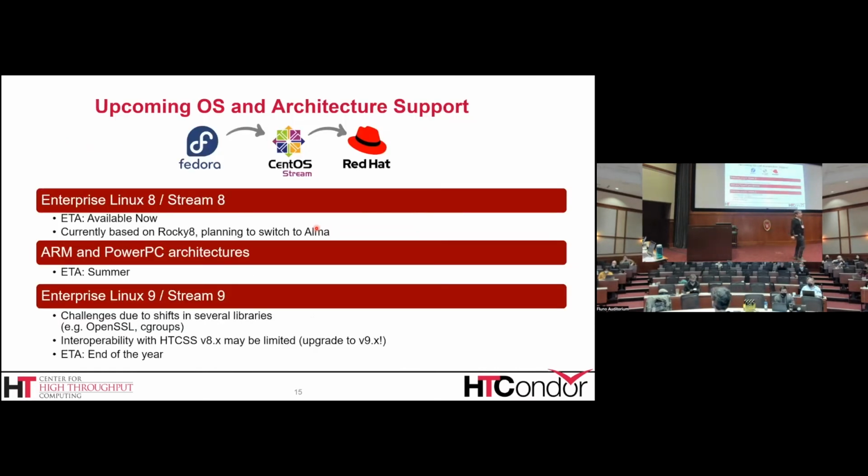Upcoming OS and architecture support. Life used to be simple since many in the HTCondor, HTCSS community were using CentOS 7. And we thought we would just go to CentOS 8, but it doesn't work that way. So what we have right now is support for Enterprise Linux 8. It's built off of Rocky. The Enterprise Linux 8 binaries do work on Stream 8. And that is by design, as I was discussing with visitors here from Red Hat. Thank you very much.